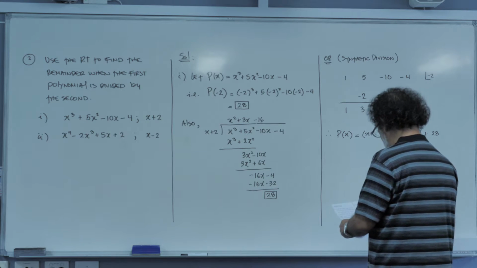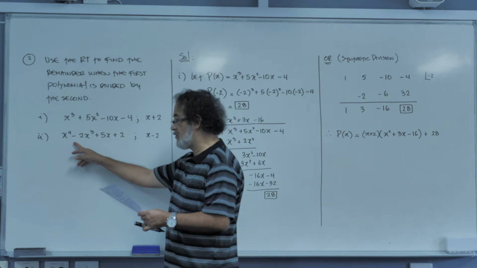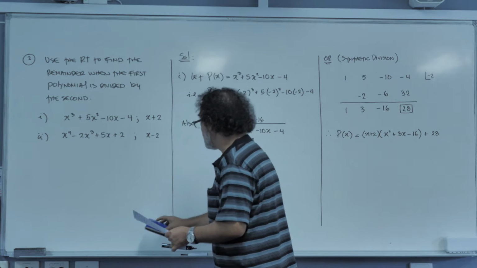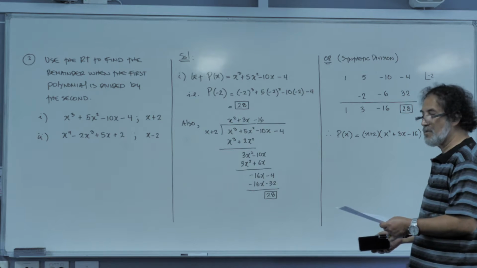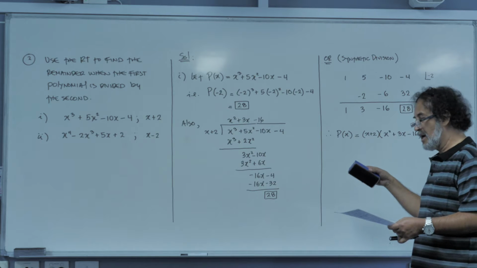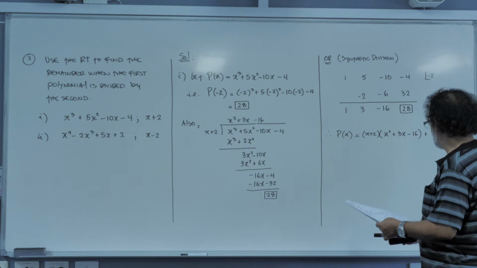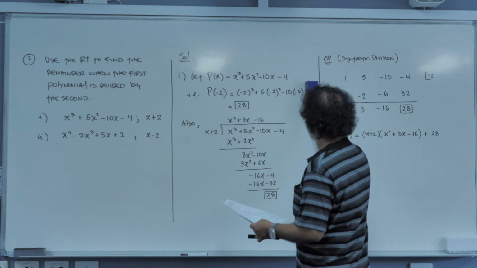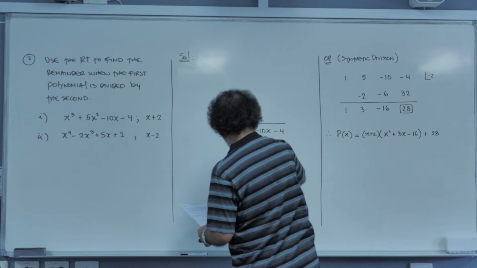All right, so the next one. So the next one is x to the power 4 minus 2x cubed plus 5x plus 2, and we're going to divide that by x minus 2. And we're going to do exactly the same. So we're going to double check the answer, and then we're going to do the synthetic division just to check again, and just to practice a little bit more the new method.